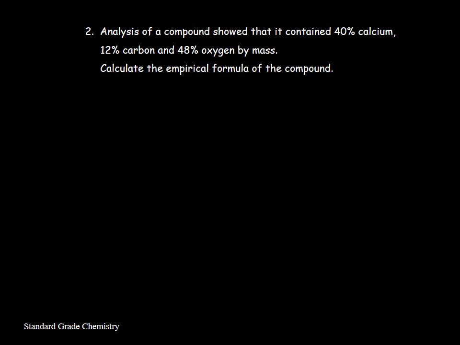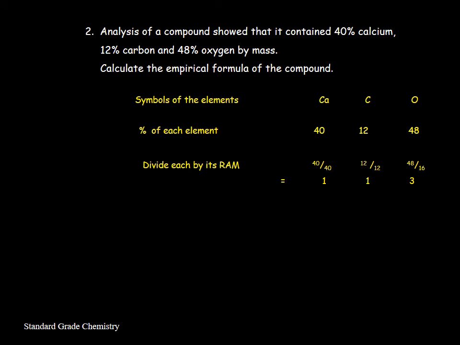Okay, so I assume that you have tried the question on your own by now. So again, let's run through the steps. First, we identify the symbols for the elements that we are dealing with. In this case, we have three elements: calcium, carbon, and oxygen. Then we write the numbers associated with each element from the question. In this case, we've got percentages. So 40 for calcium, 12 for carbon, 48 for oxygen. Then we work out the relative atomic masses by looking them up simply in the periodic table, although carbon and oxygen, you should probably try to memorize these two at least.